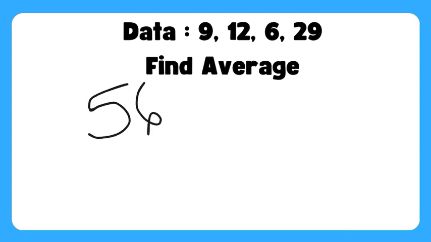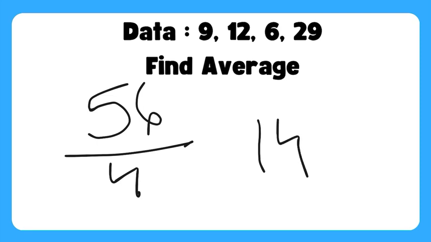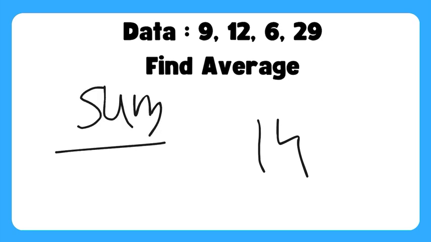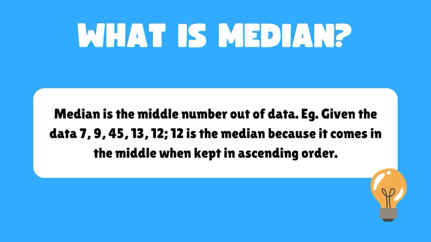So we have 56 over 4. So what we're going to do, we're just going to divide it. 5 minus 4, 1, 1, and then 4. So we get 14 as our answer. So the average of all these numbers is 14. Again, the formula is the sum over the number of values. Now let's move on to the next one, which is median.